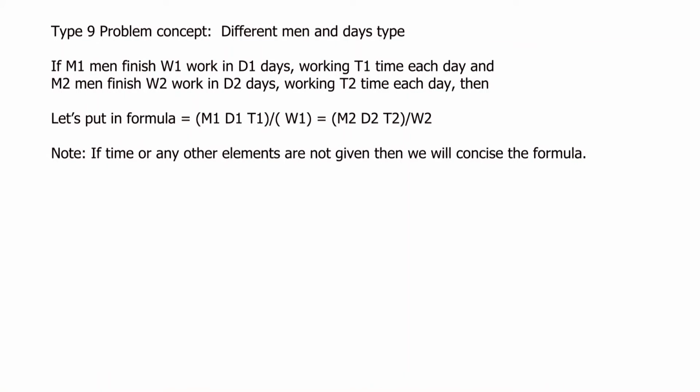So we can understand this concept this way: if M1 man finish W1 work in D1 days working T1 time each day, and M2 man can finish W2 work in D2 days working T2 time each day, then let's put in the formula M1 D1 T1 divided by W1 will be equal to M2 D2 T2 divided by W2.